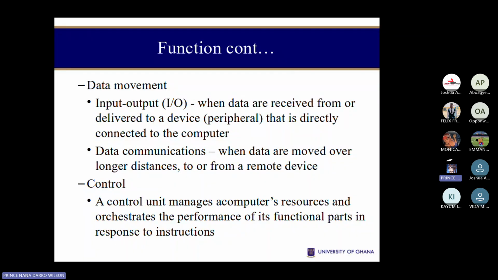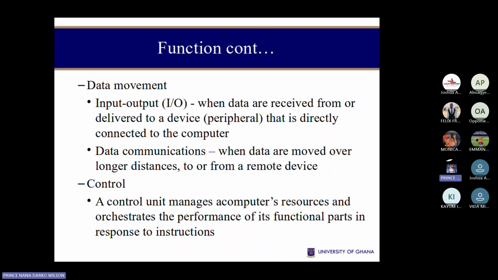And then we have control. A control unit manages a computer's resources and orchestrates the performance of its functional parts in response to its instructions. So you can view the control unit as like a bus conductor that is directing, or like the protocol people at church, telling this person where to go, sit here, sit there. That's a control unit. So it helps coordinate the movements of data and information among the CPU.